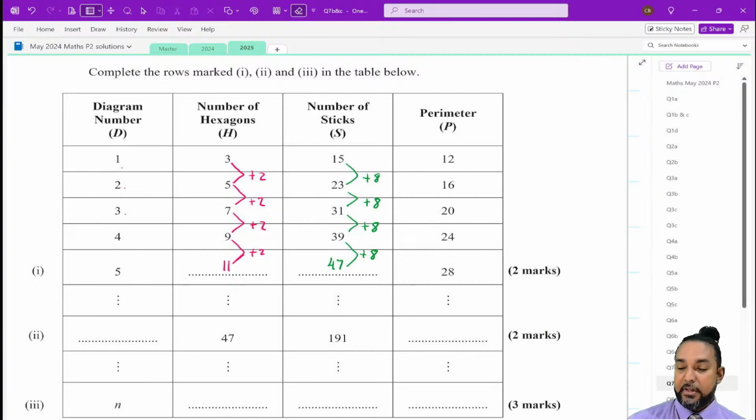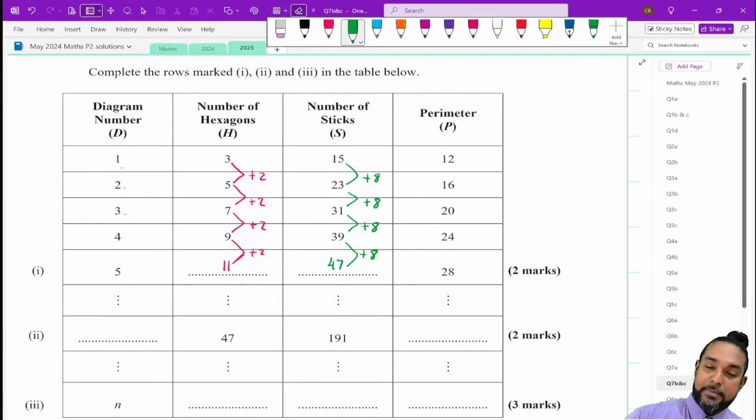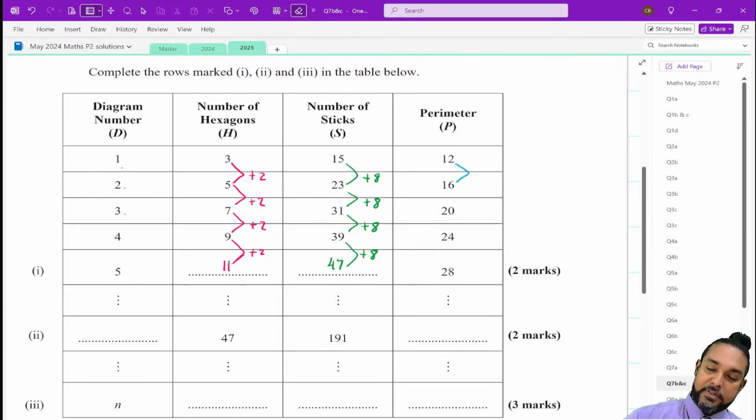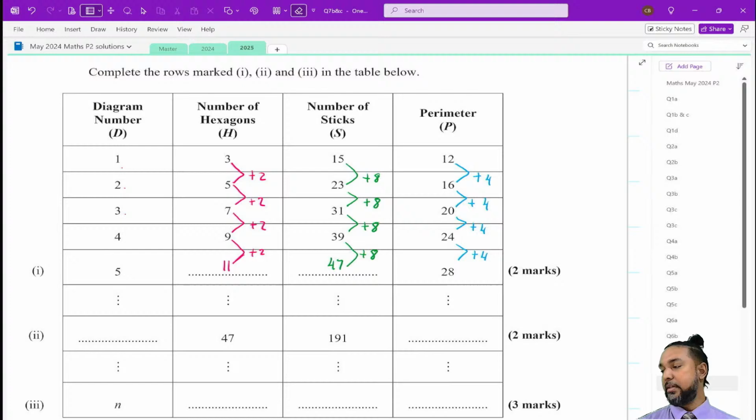Now for perimeter, they didn't give us one to fill in, but let's analyze the pattern nonetheless. 12 to 16 is an increase of 4. 16 to 20 is an increase of 4 as well. So it's a constant increase. Now, whenever you have a constantly increasing item, any add math people here? No? Okay, cool. Basically what you have here is what we call a linear function.